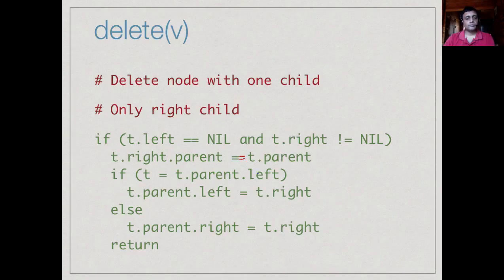We first take the right child and then we reset its parent to be your own parent, and then after that, depending on the case, we either make this point like this or this point like this. So either t.parent.left is t.right, or t.parent.right is t.right. So if you have only one child, we just remove the node effectively from the tree.